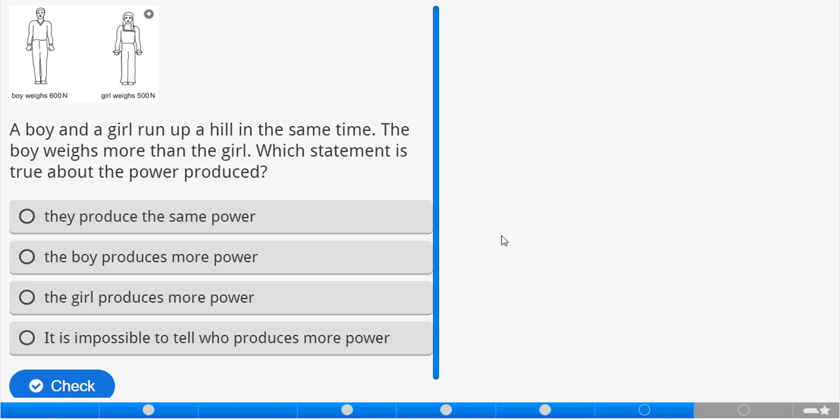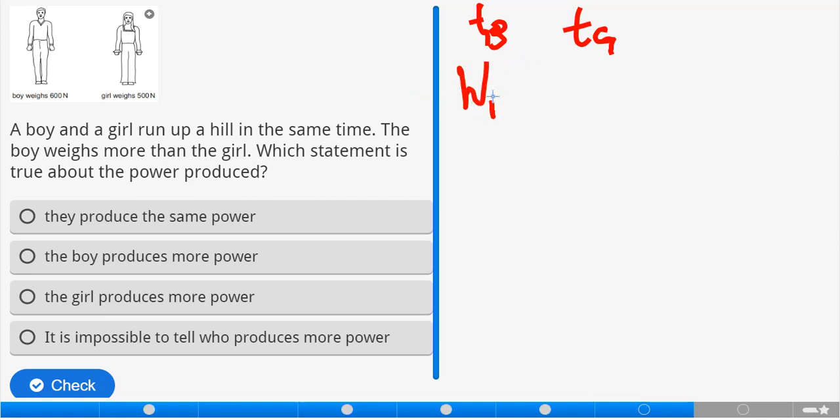Looking at this particular question, it seems tricky, but let's try and solve it before we pick our answer. Now, a boy and a girl run up a hill in the same time. Don't forget that time for boy is equal to time for girl. The boy weighs more than the girl. That means weight of boy is greater than weight of girl. Which statement is true about their power?